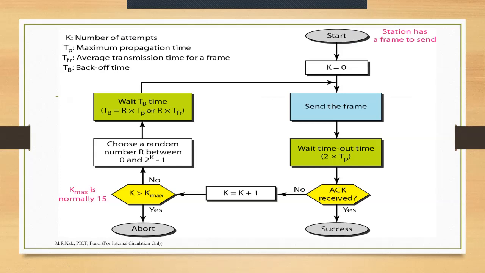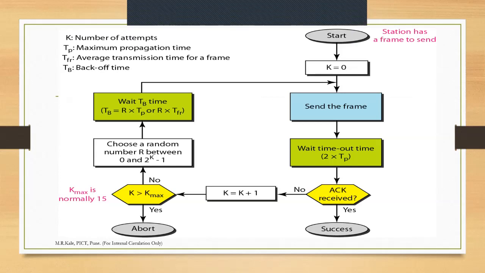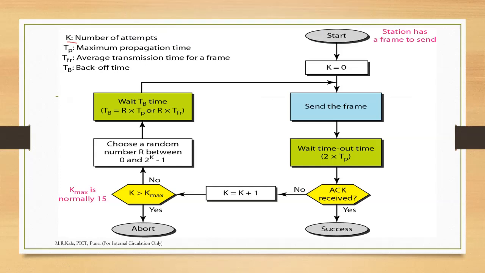Start. Here on the left side, we have various parameters. We have K, which is the number of attempts. We have TP, that is the maximum propagation time. We have TFR, which is the average transmission time for a frame. TB, which is the back-off time. Now we will see each one in detail.